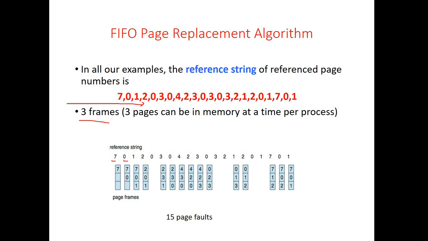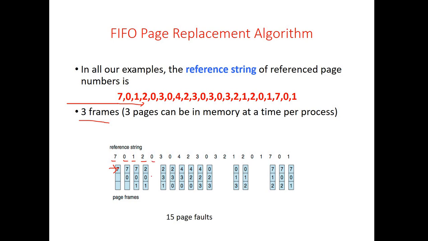Next, a reference to the page number 0, a page fault occurs and 0 is loaded in the next available free frame in the physical memory. 1 is loaded into the next available free frame in the physical memory. When it comes to the page number 2, there is no vacancy in the physical memory, so therefore a target frame is to be identified for replacement. According to the FIFO concept, the first page is 7. 7 is the target page for replacement by page number 2. So therefore 7 is replaced by 2.